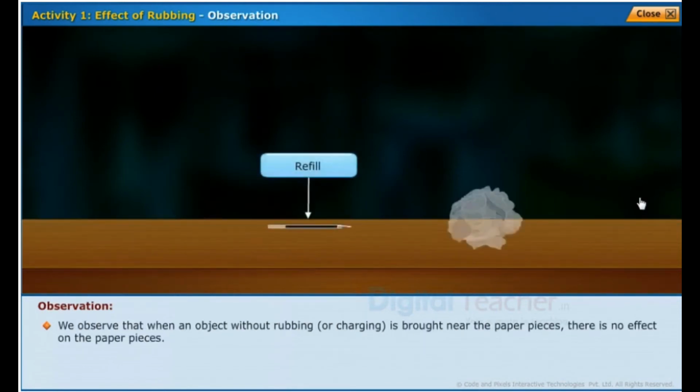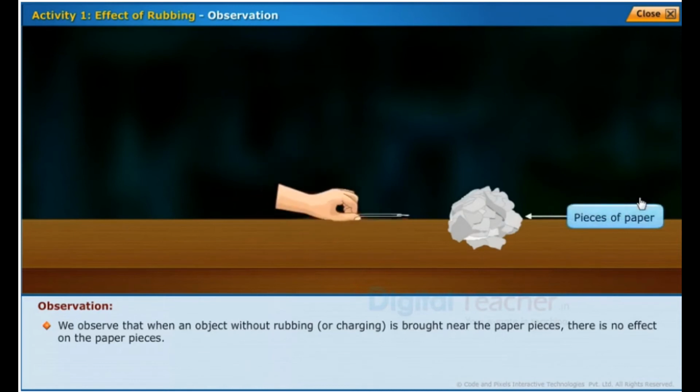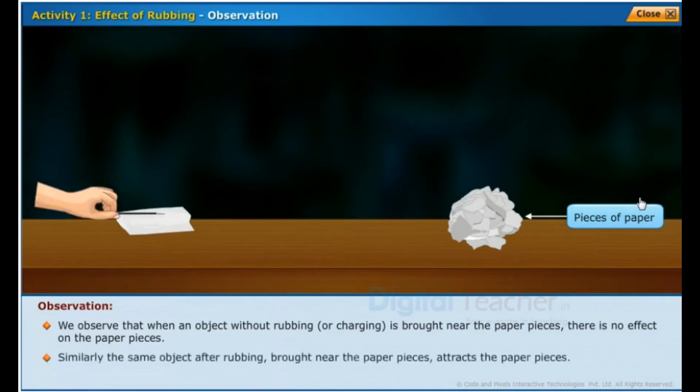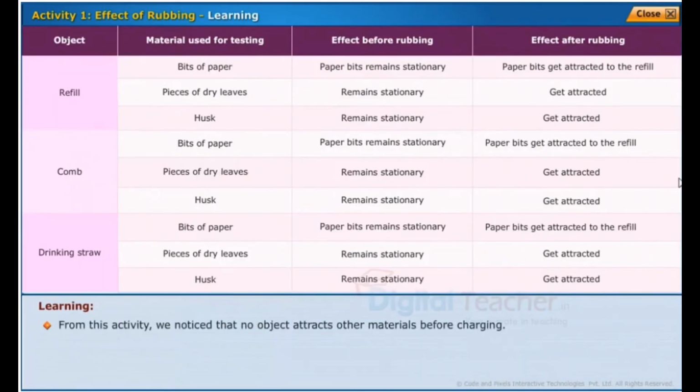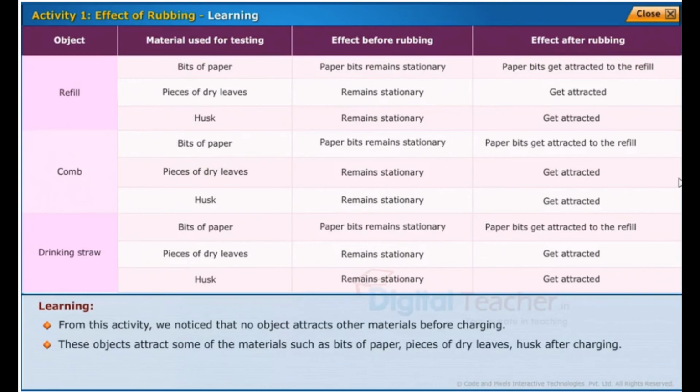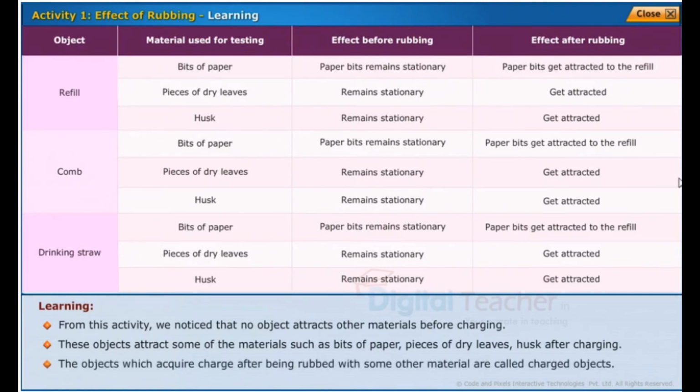We observe that when an object without rubbing or charging is brought near the paper pieces, there is no effect on the paper pieces. Similarly, the same object after rubbing, brought near the pieces, attracts the paper pieces. From this activity, we notice that no object attracts other materials before charging. These objects attract some of the materials such as bits of paper, pieces of dry leaves, husk after charging. The objects which acquire charge after being rubbed with some material are called charged objects.